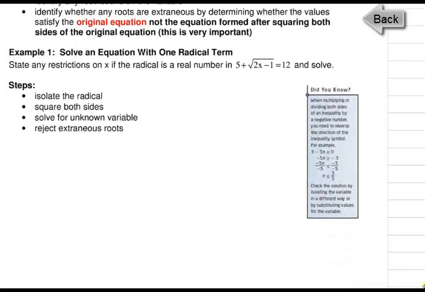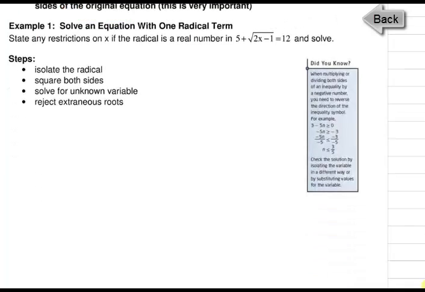Okay, example 1. Solve an equation with one radical term. State any restrictions on x if the radical is a real number in 5 plus the square root of 2x minus 1 equals 12, and solve. So we'll first take a look at restrictions. We have to worry about that on this question because our index is an even number. So we need to take our argument, which is 2x minus 1, and we need to make it greater than or equal to 0.